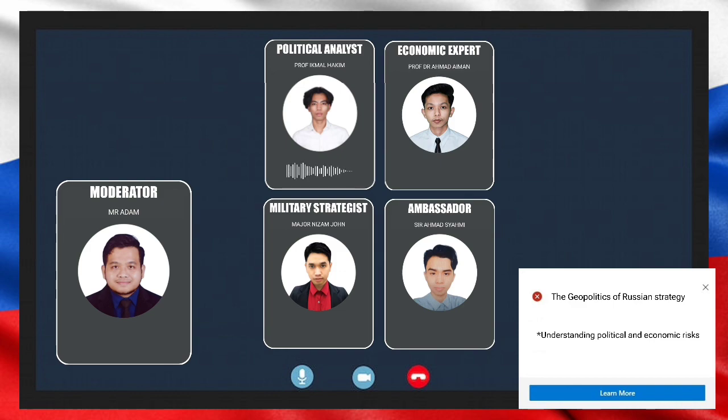Externally, controversial annexation and armed conflict in neighboring regions have led to a sustained state of tension with Western powers, coupled with economic sanctions that contribute to political isolation.